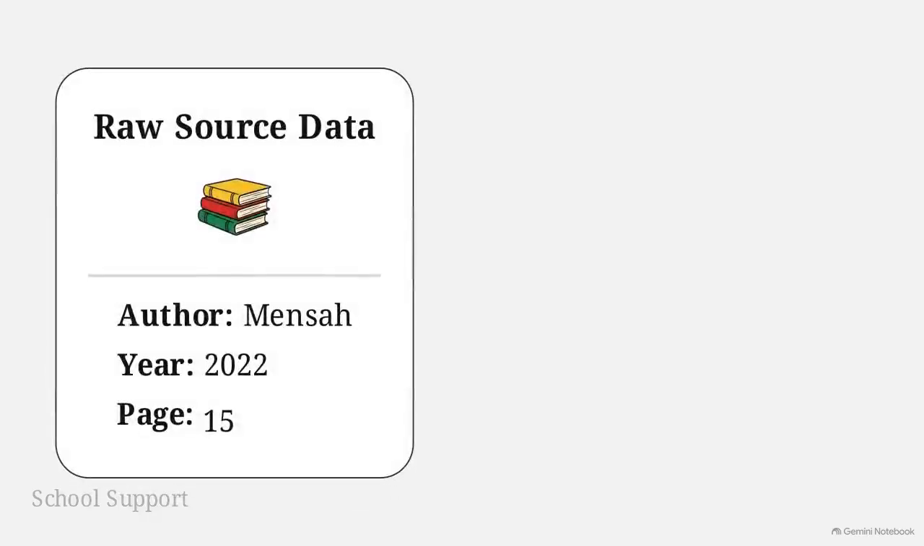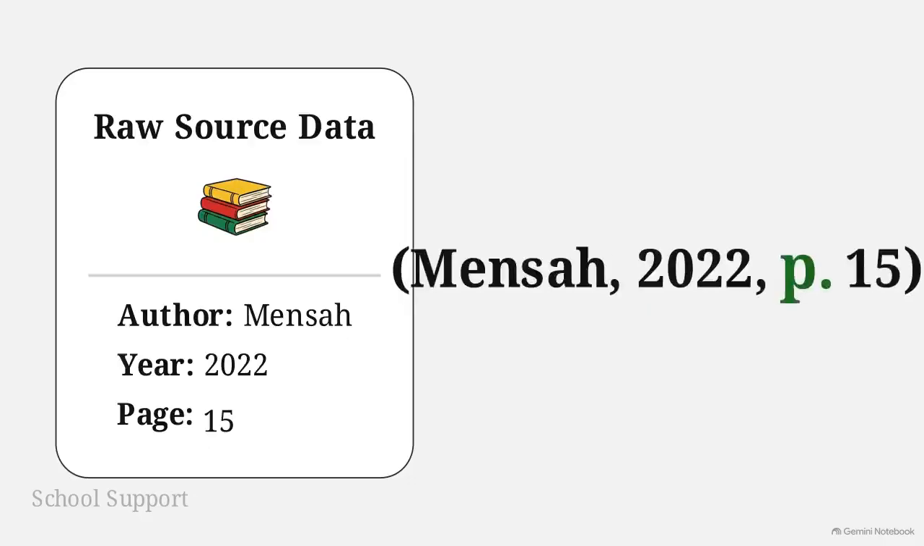Let's test this. Pause the video. Using this raw source data, how would you format a direct quote citation in APA style? The correct format includes the author, the year, and a lowercase p for the page number, separated by commas.